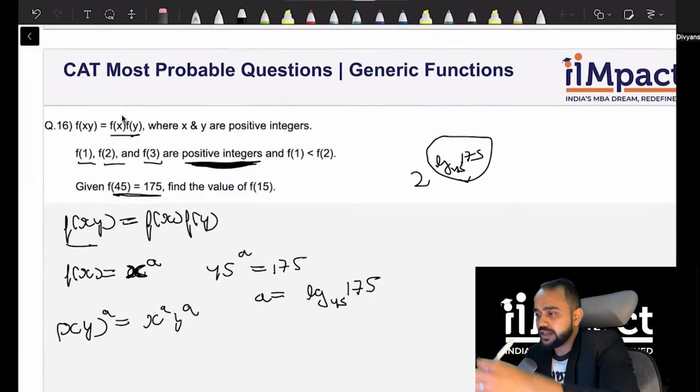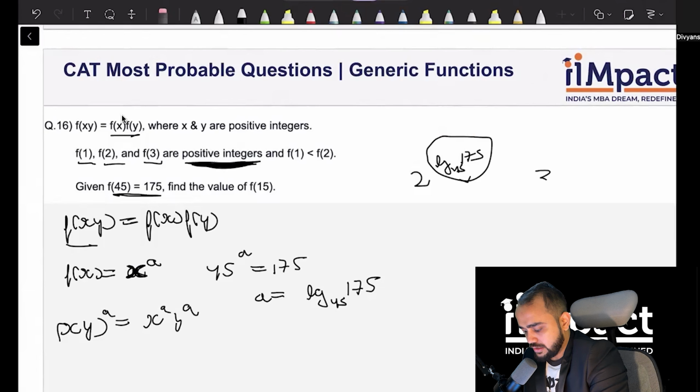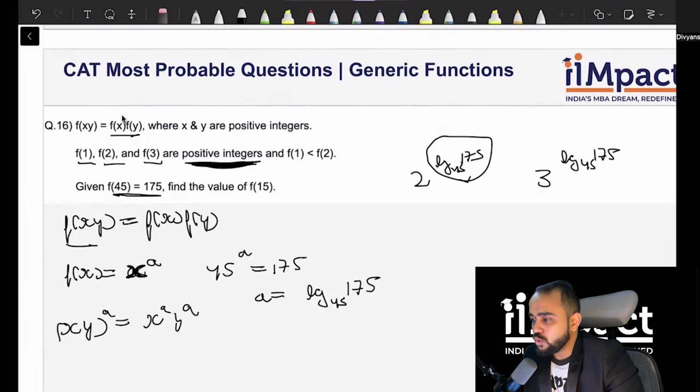Right, and if you take the 2 upwards, you can also write 3 to the power log 175 base 45. Do we know that this will be an integer or not? We don't really know if this will be an integer or not. So that way, because this is defined for a point value domain, even though our guess is correct, this would have fit, right?